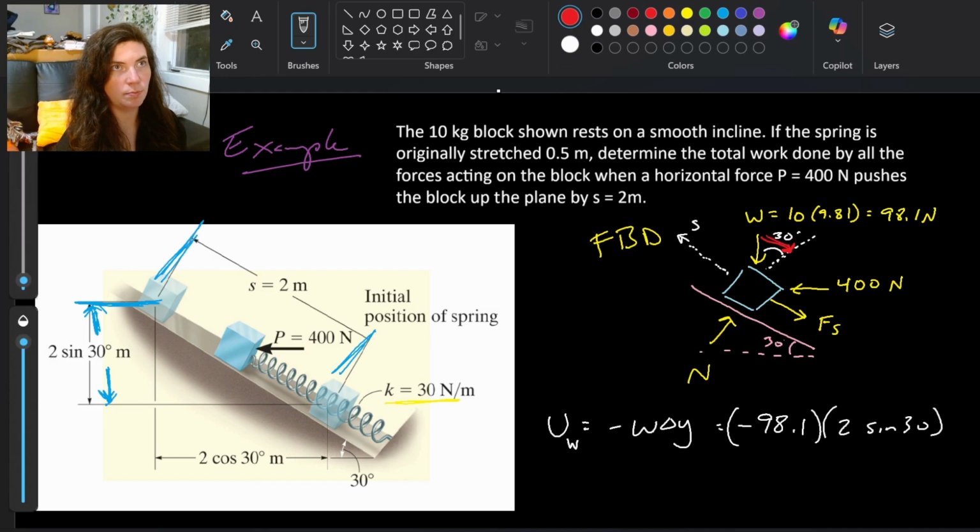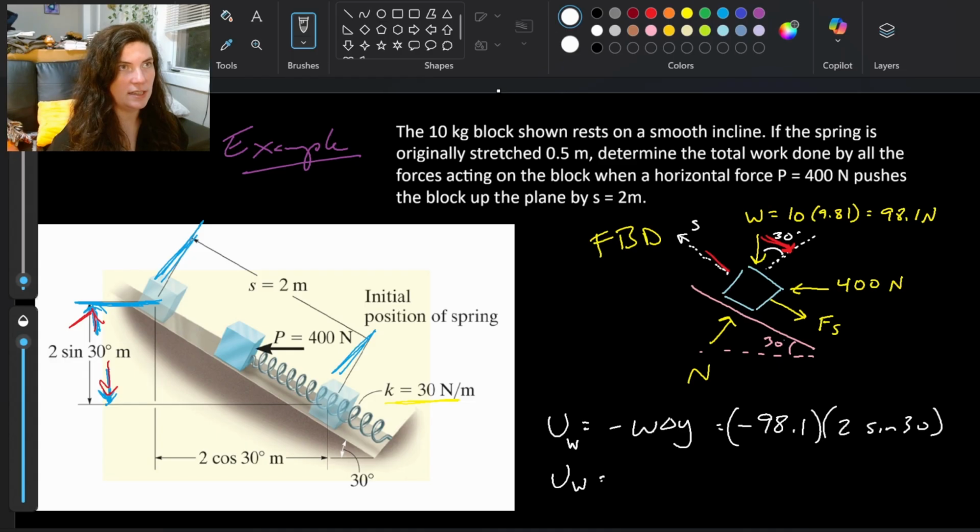This is parallel to this S direction. You can think of it like 98.1 times sine 30 times the distance S of 2. Or you can think about it like the Y component here of the distance traveled, 2 sine 30 times the overall weight. Either way, whichever way your brain likes to think about it, it works out the exact same. It's still 2 times 98.1 times sine 30.